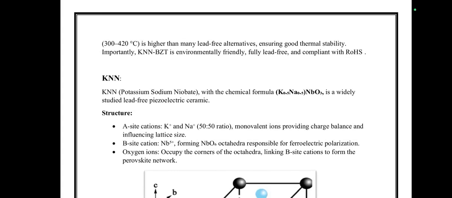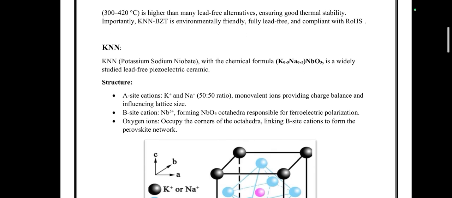KNN, now separately, if we talk about what is KNN and what is BCT, firstly, I will explain KNN. KNN, potassium sodium niobate, with the chemical formula K0.5 Na0.5 NbO3, is a widely studied lead-free piezoelectric ceramic.